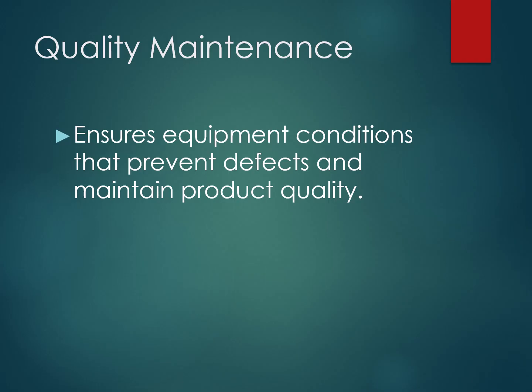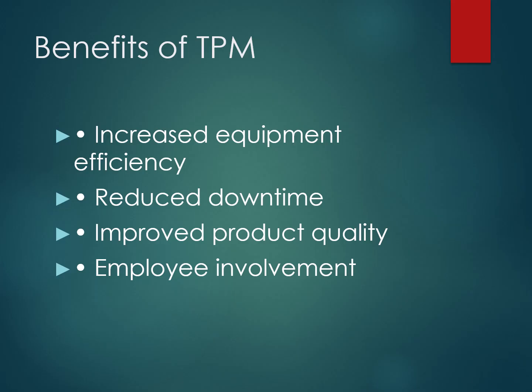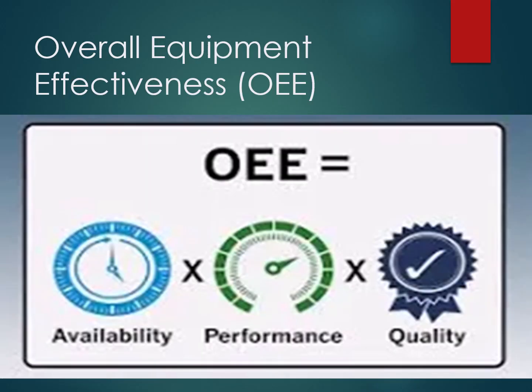Quality maintenance is about ensuring the conditions of the equipment, which needs to prevent defects, and the production quality does not need to be affected. And the benefits are increased equipment efficiency, reduced downtime, improved product quality, and employee involvement.